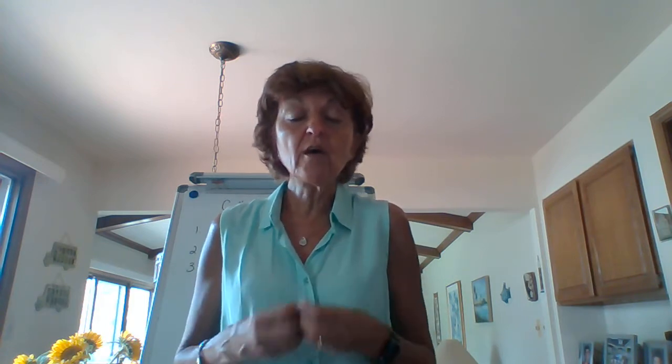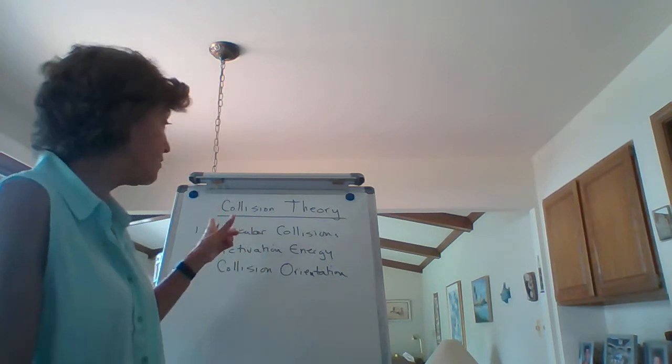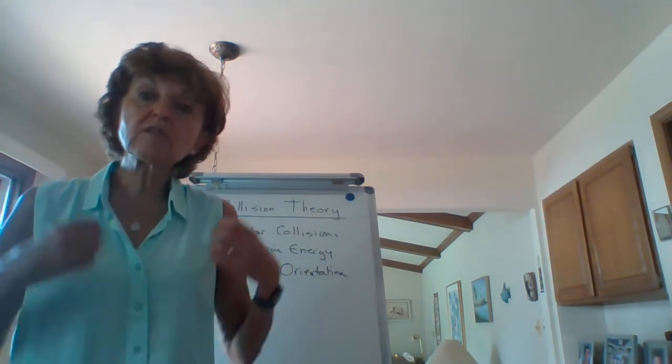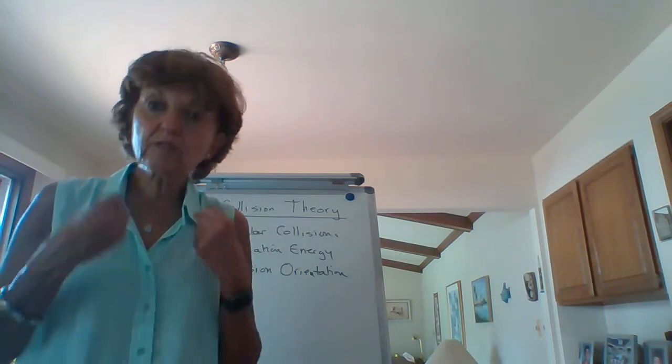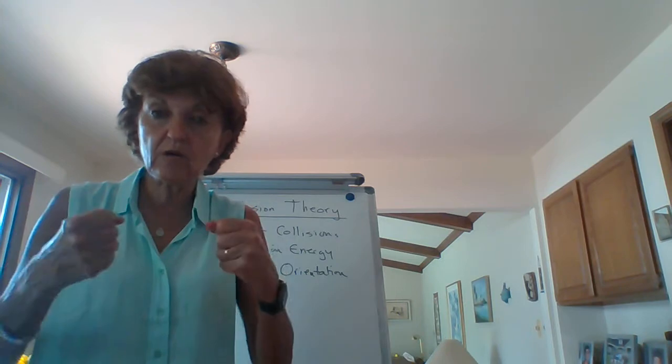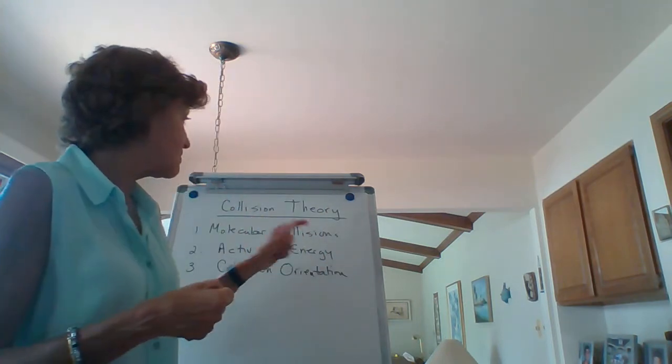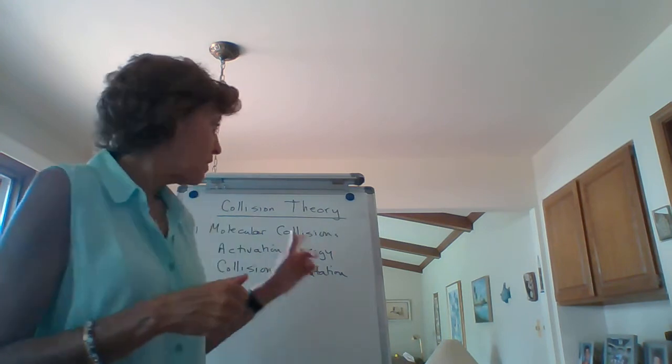Well, the only way for a reaction to occur is that the reactants have to actually collide. And that's what the collision theory is. So the first thing in a reaction is that the reactant particles have to collide. They can't just be floating around in a beaker and not hit each other. So they have to collide.